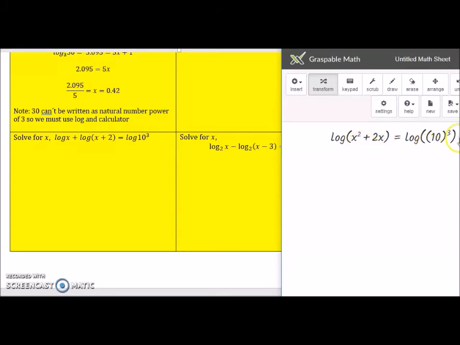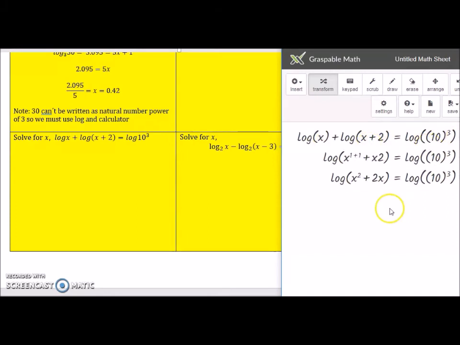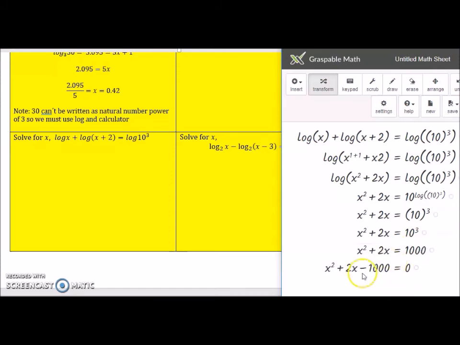Now we have to get rid of the log. It's like an anti-logarithm. When you have a single log on both sides, you can just get rid of the log. So guys, this is a quadratic equation, x squared plus 2x equals 1000. Then you drag 1000 to the left-hand side, and then we can solve this using the quadratic formula, or using a calculator, or using a graph.